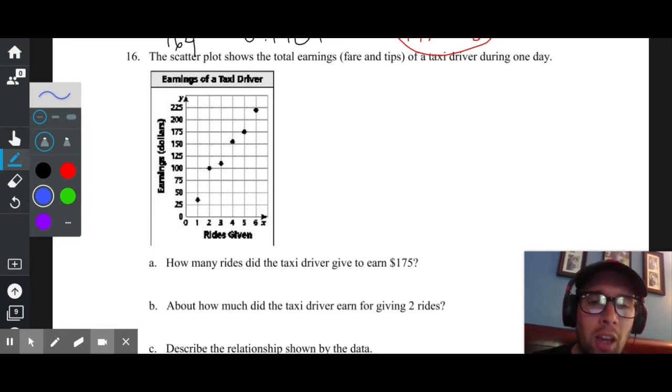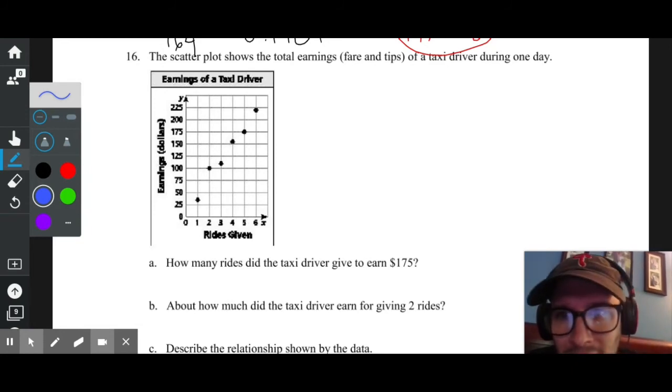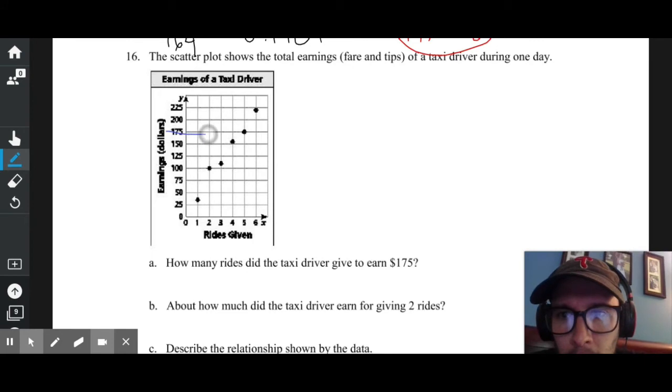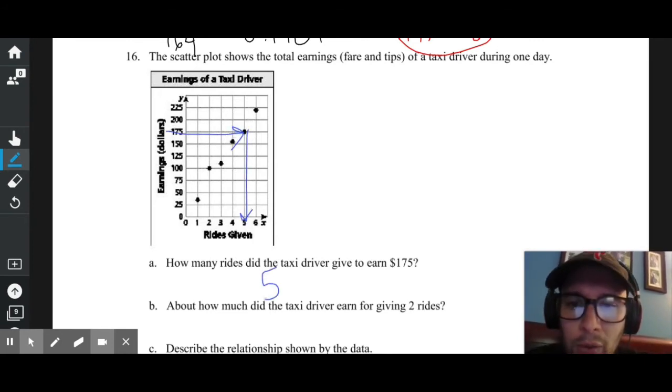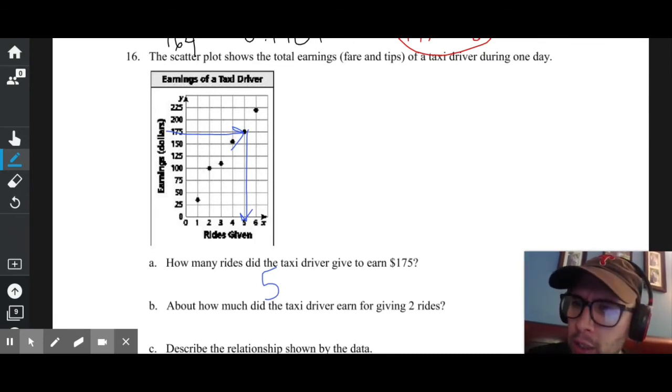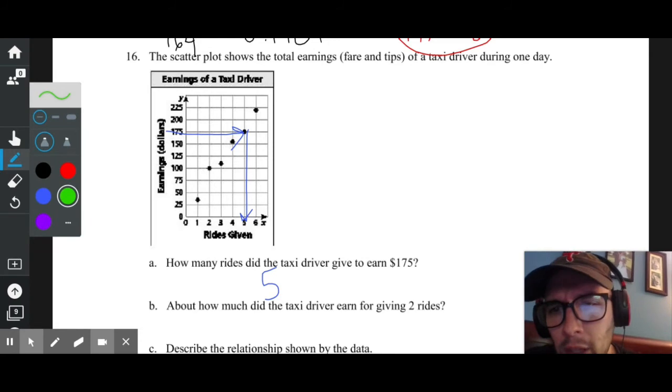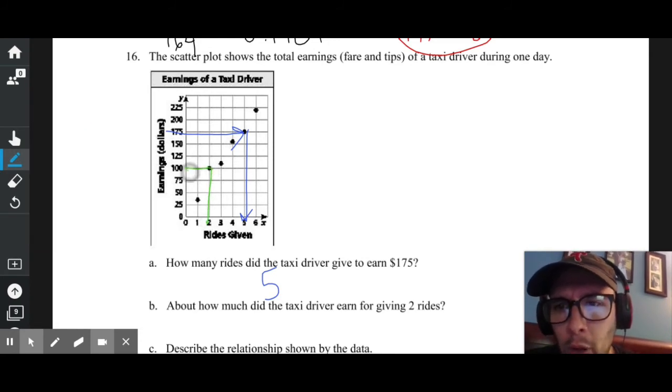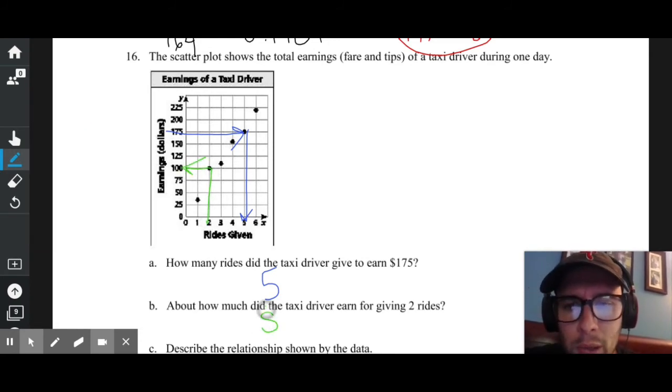How many rides did the taxi driver give to earn $175? There's 175, matches up with that dot, which is 5. About how much did the taxi driver earn for giving 2 rides? Here's my 2. It seems to match up perfectly with about $100.